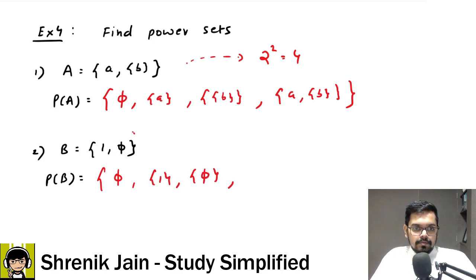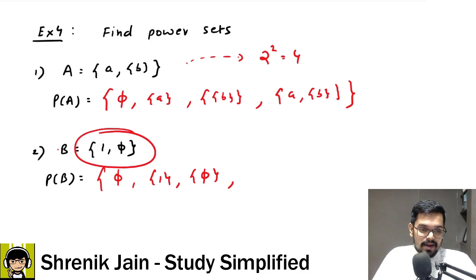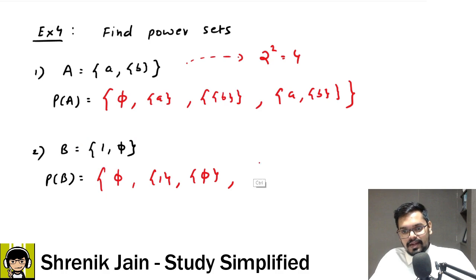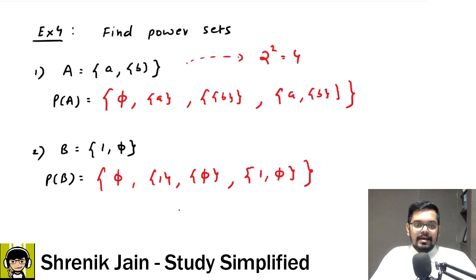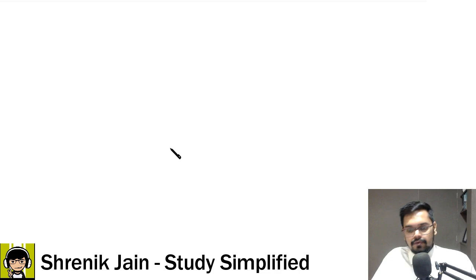And then comes the set itself, the given set itself. So set 1 comma 5. These are the 4 subsets for the set B. Easy, not so difficult. I told you, very easy concept. Just you have to stay focused.